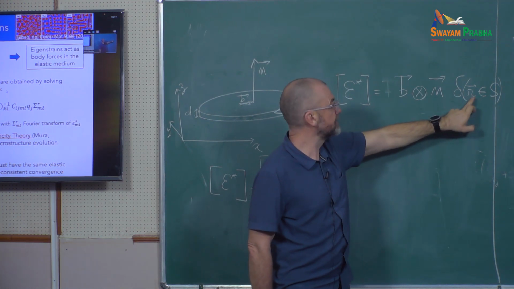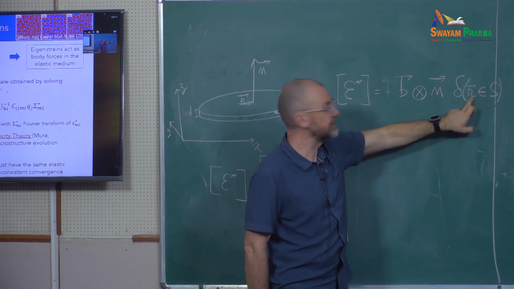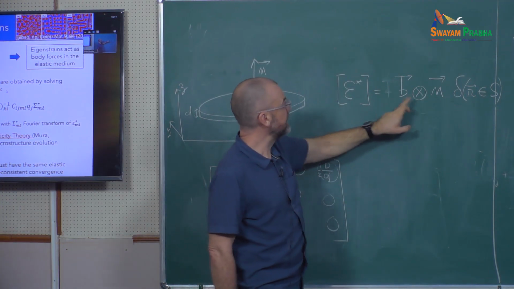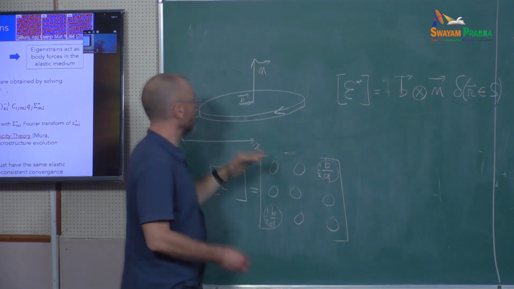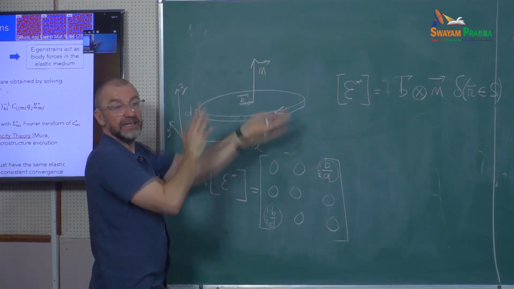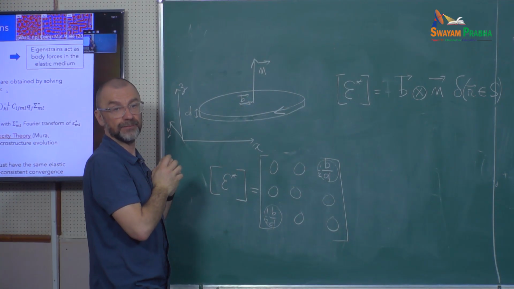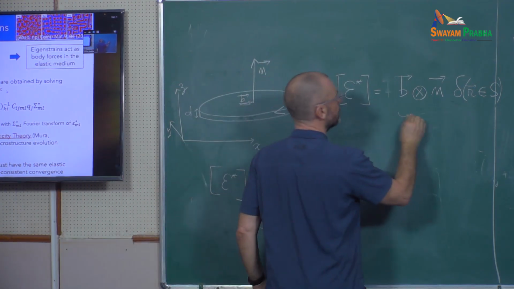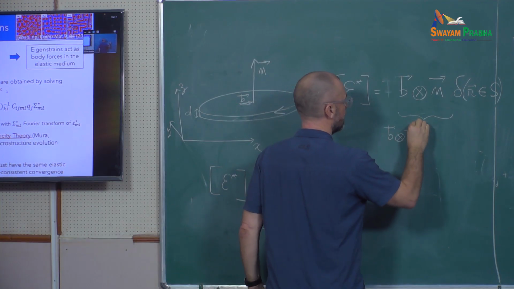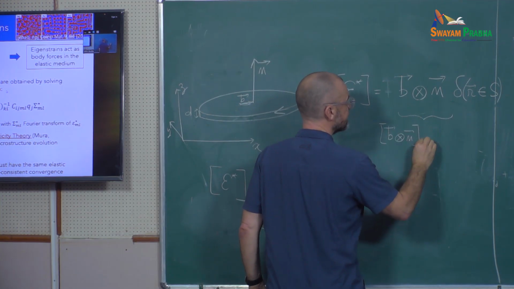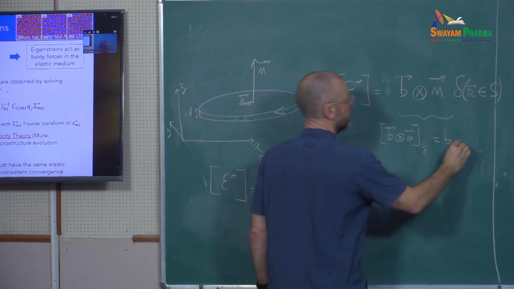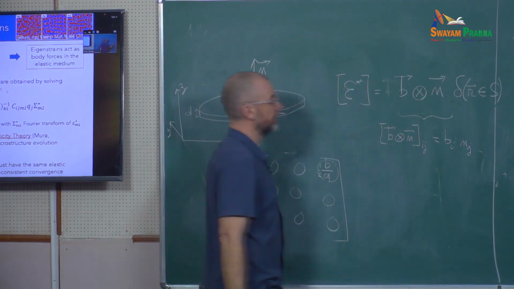So delta is equal to 0 if R is not in S, and it's infinity inside S, such that the integral gives you 1. And this B dyadic product with N is a general formula that will work for any orientation of the dislocation, right? For those who don't know, this matrix B dyadic N is a matrix, and its ij component is just the ith component of B multiplied by the jth component of N.